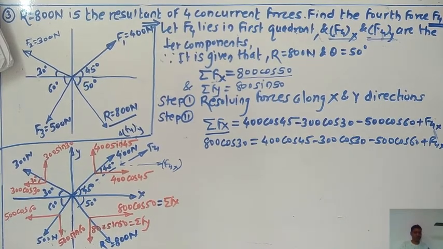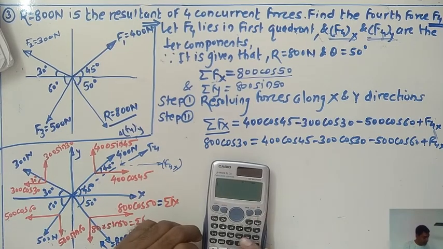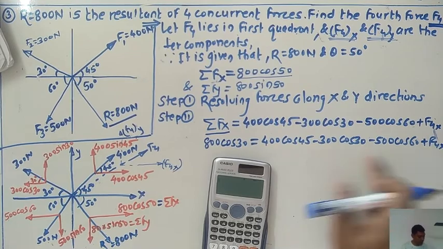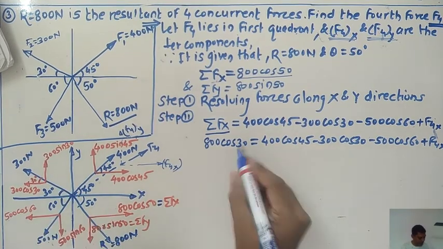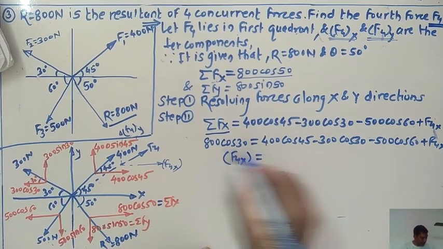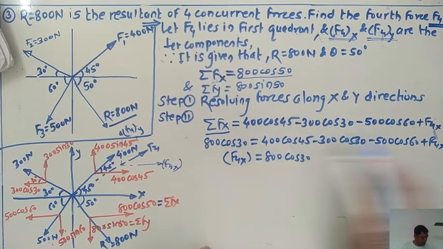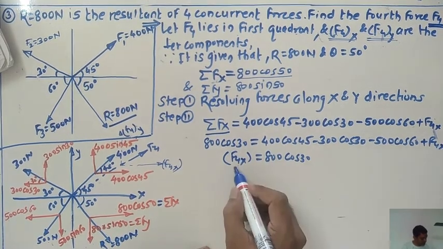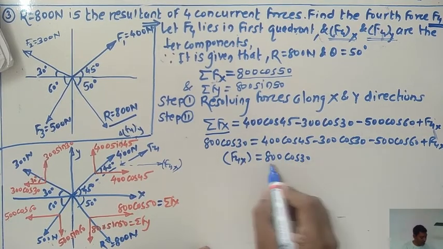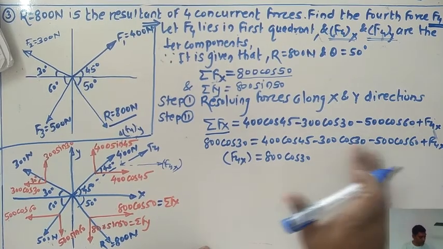So solve this. For that, substitute all the values. Take F4x to one side and the remaining terms to the other side of the equation. So F4x is nothing but 800 cos 30. Just keep this one as it is on one side. So F4x, and take all these terms to the other side.